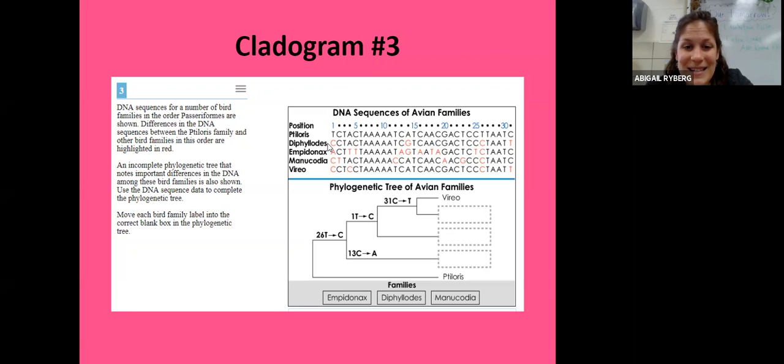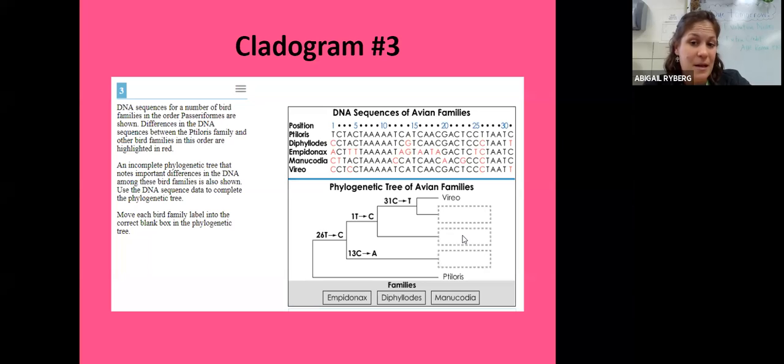I don't know how to say that. The D one. That will be the second one here. So the Vireo, and then the family that starts with a D will be the second. And then again, through process of elimination, or you can go back and check the base number. The middle one would be Mencuodia or something, the M word.